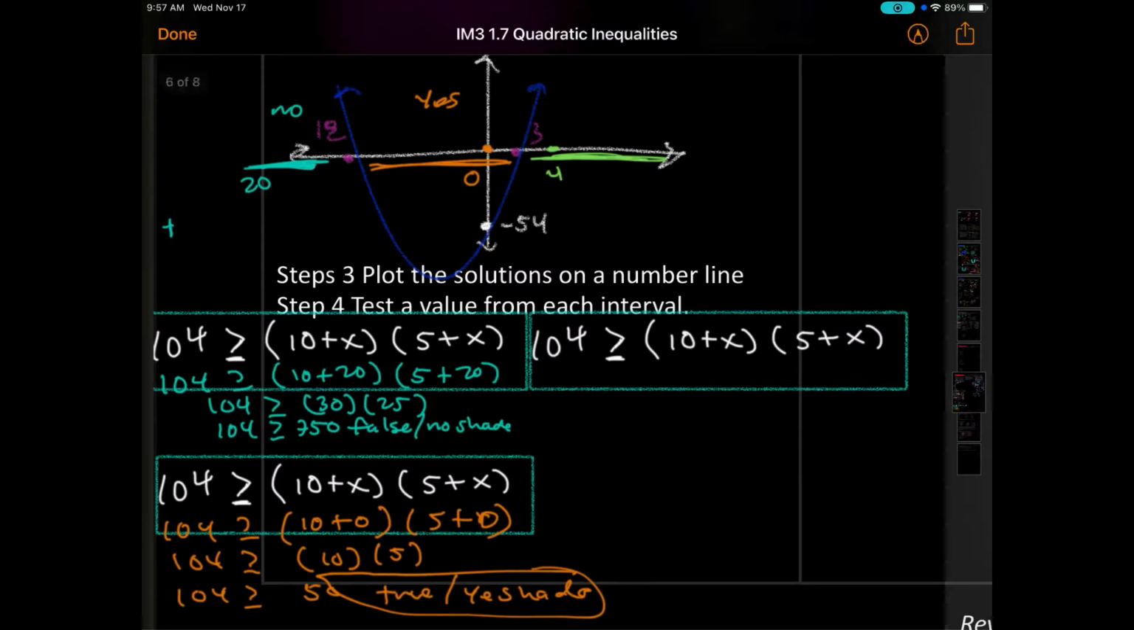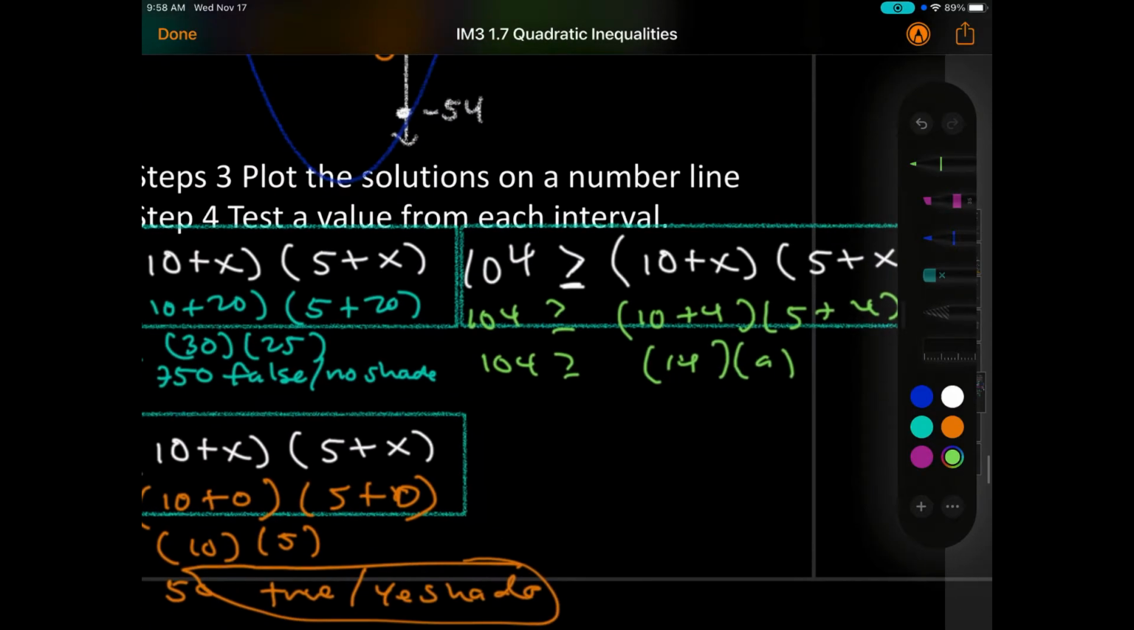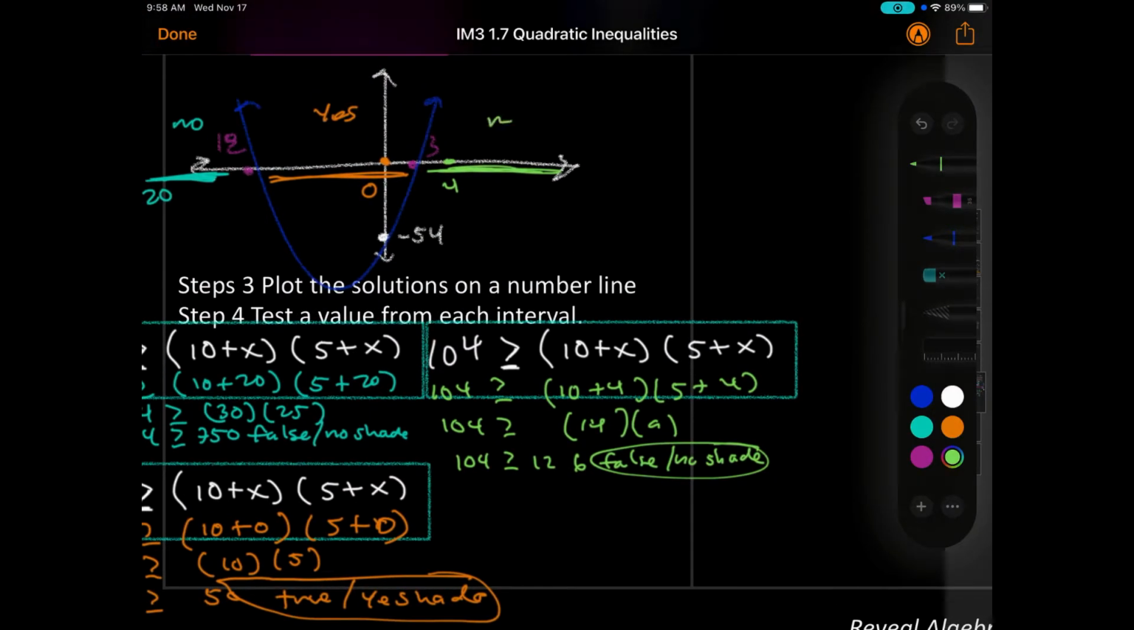And the last one is the green region. All right, so I have the green region is 4. So this would give me 14 times 9, which would give me 126. And is that true or false? That would be false, so no shade. Okay, so I'm just going to write the word no.